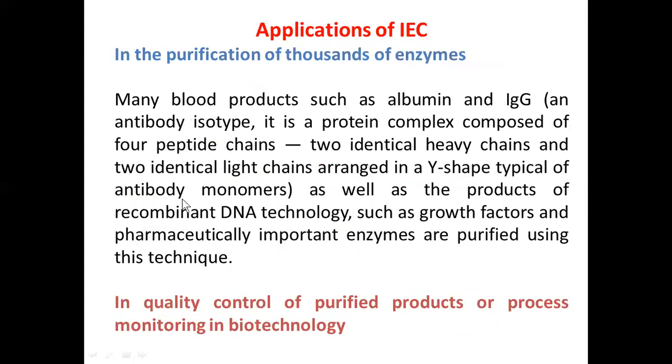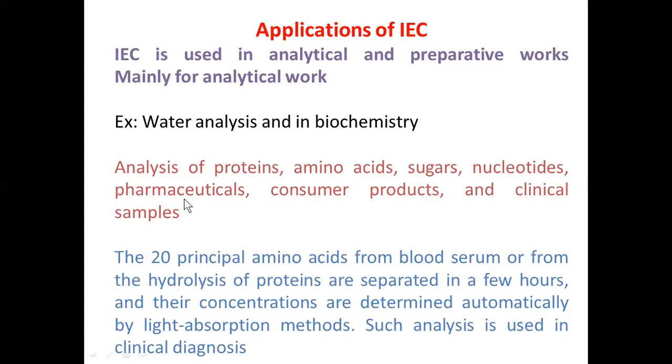Apart from them, we can even use this ion exchange chromatographic technique for preparative work. So the analysis of amino acids, proteins, peptides, nucleotides, pharmaceutical samples, and other clinical samples can be done by means of this ion exchange chromatographic technique. You can assume the 20 principal amino acids present in blood serum can be separated very easily. Within a few hours, we can separate the 20 principal amino acids.